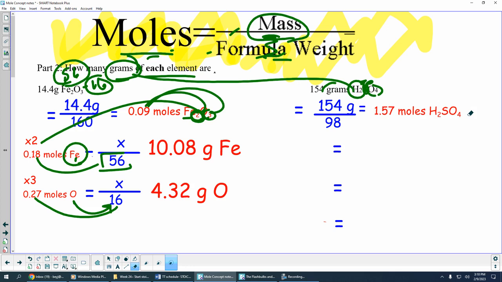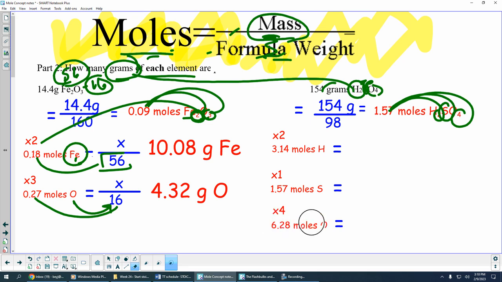Now, I'm going to do the same scale we did on the front. I'm going to multiply this by 2 for my hydrogens. That gives me 3.14 moles of hydrogen. I'm going to multiply that by 1 to get sulfur, which is 1.57 moles of sulfur. And I'm going to multiply it by 4 for oxygen, and that's 6.28 moles of oxygen.